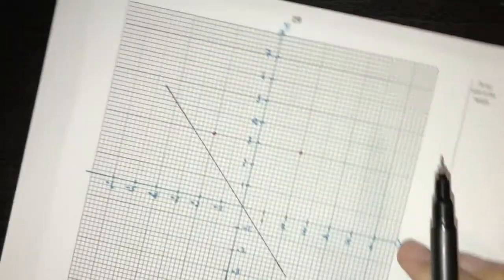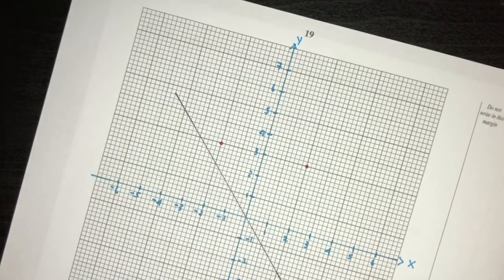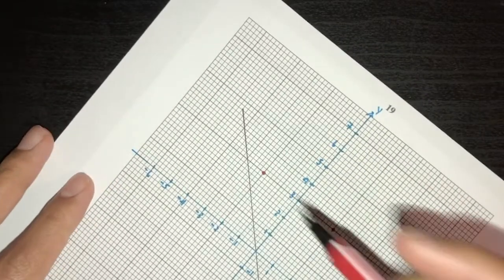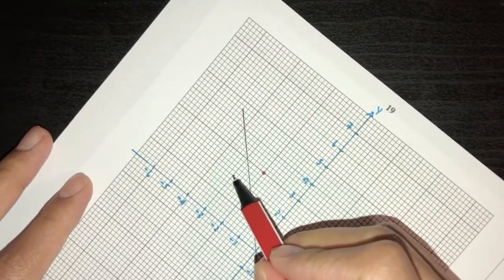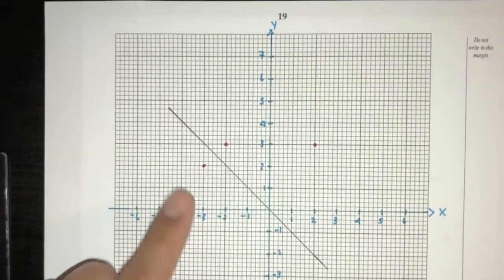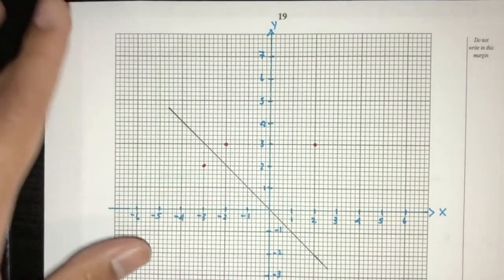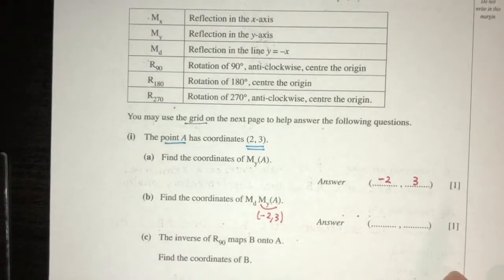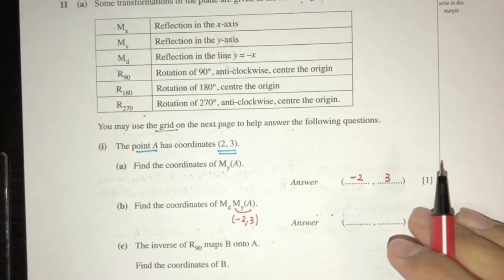Okay, that's the line. Now if you want to reflect this point on the line, if you count, that's exactly half. That will be right here. So the new point will be minus 3, 2. Okay, so this will be minus 3, 2.